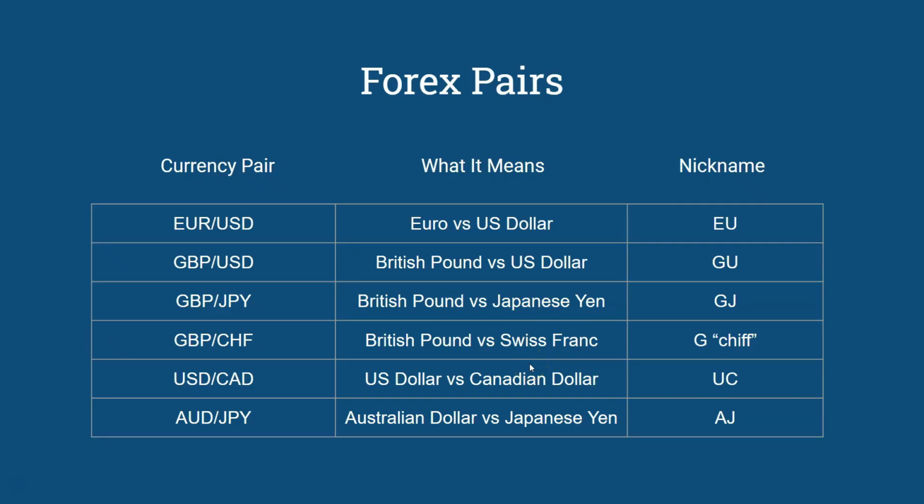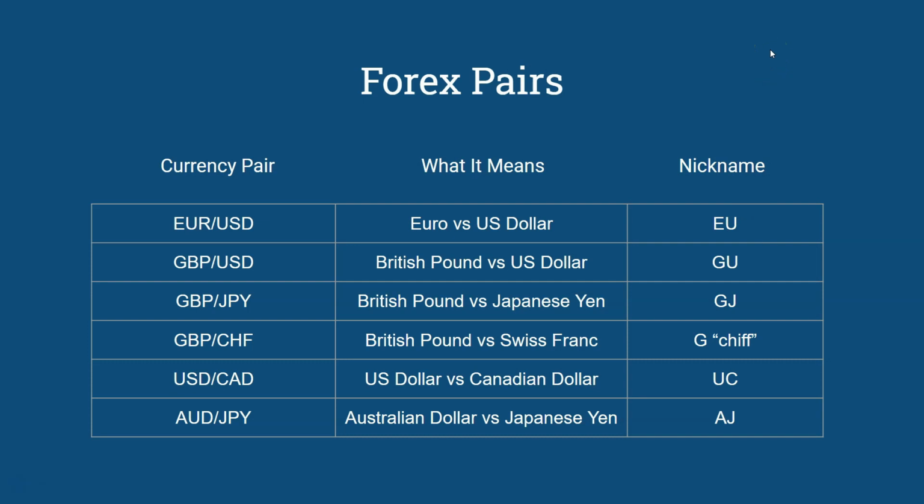Okay, so next we'll talk about Forex pairs. All right, so the currency pairs that you see over here on the left, this is how you'll see it in the markets. The market's going to say EUR/USD. That means the euro versus US dollar. And then the nickname for that is EU. The nickname is what you'll hear me refer to these as.